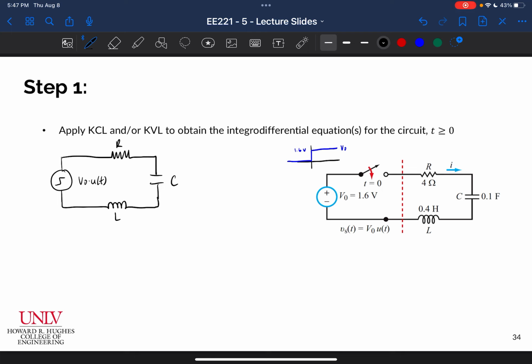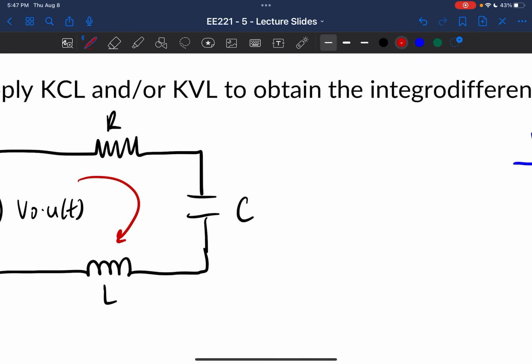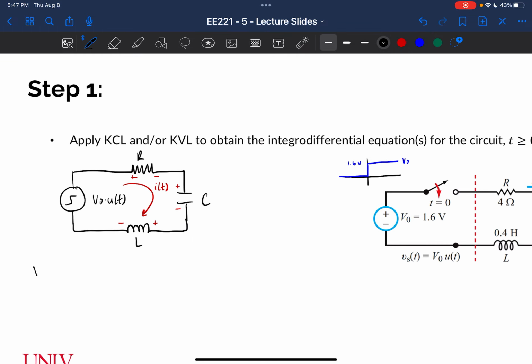Okay? So we're going to write out the expression for this circuit. Let's call this loop current I of t. And of course we know how this all goes. This would be a KVL where I can write V0 times U of t, minus the voltage drop across the resistor, which is going to be I of t times R, minus the voltage drop across the capacitor, minus the voltage drop across the inductor. But we know the voltage drop across an inductor, V is equal to L di dt, so we can write that as L times di of t dt, and this whole thing is going to equal 0.